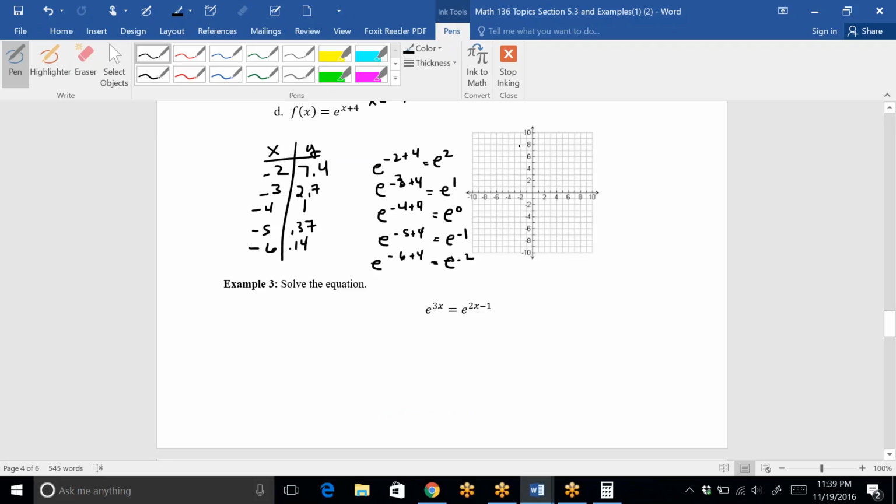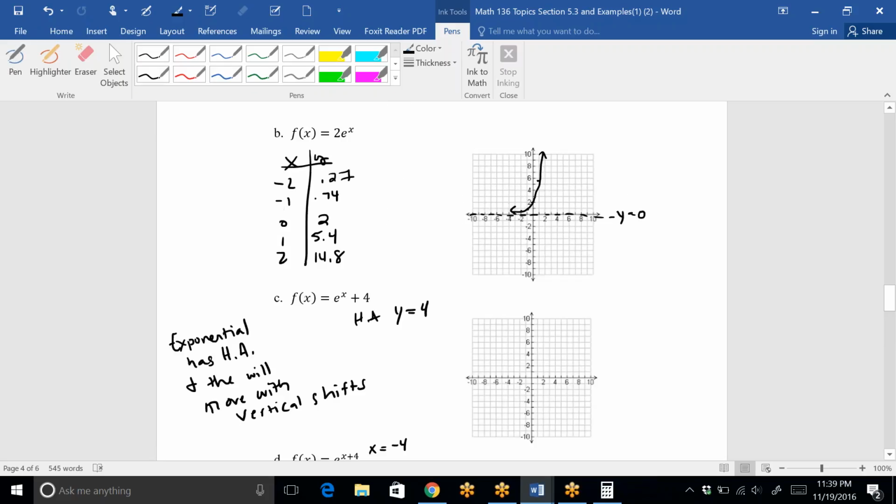So negative 2, 7.4, negative 3, 2.7, and negative 4, positive 1. Negative 5 is a really small decimal, and so is negative 6. So notice the graph was shifted to the left 4, and the horizontal asymptote stayed the same.